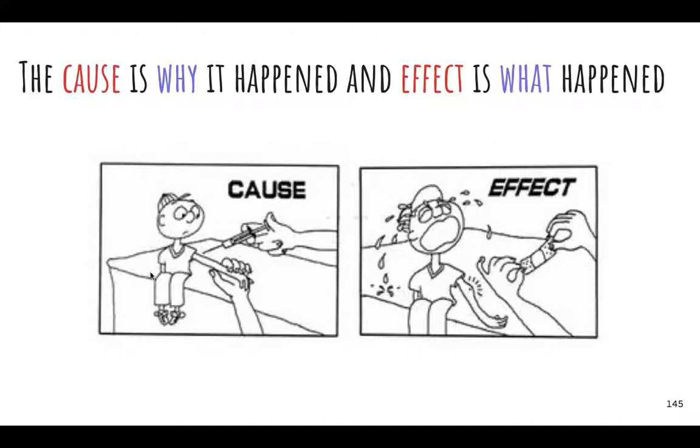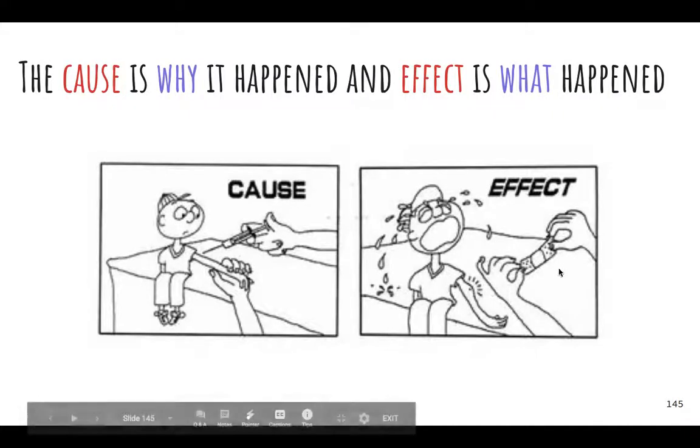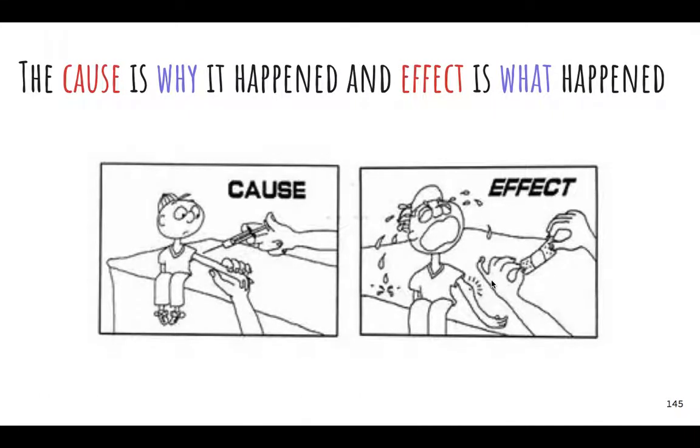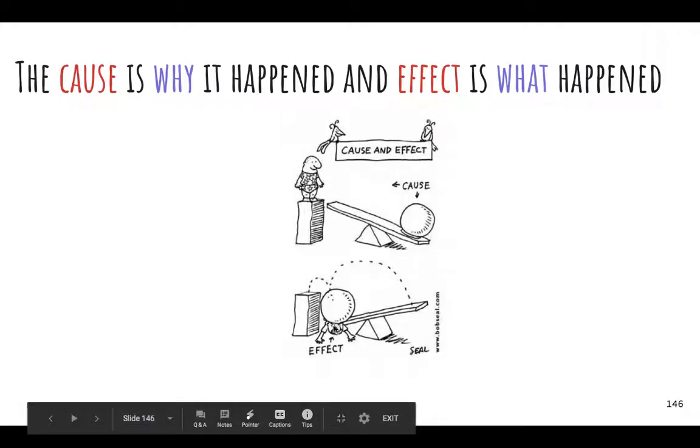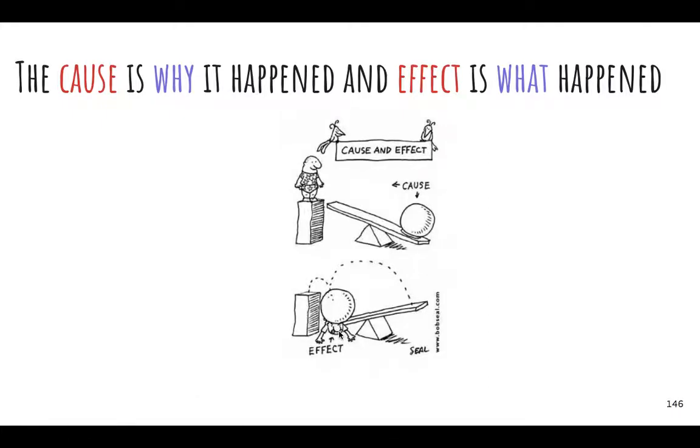So the cause: the boy's getting a shot, which affects him, and then gives him all those tears. You know, how you guys were when you got your 7th grade shot. And then lastly, we've got this guy, he's got the ball. He's going to jump on here, and then the ball is going to go flying. Well, the effect is it's going to fall on him. Oh, you can see his nose right there.